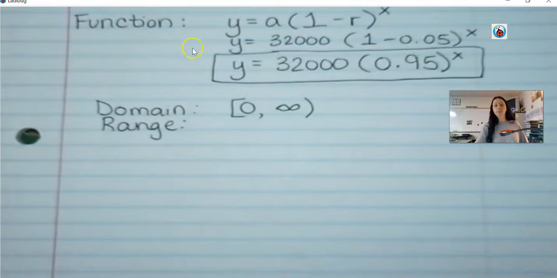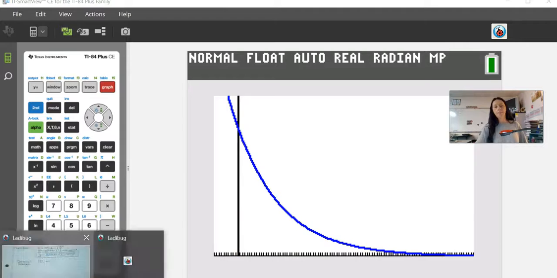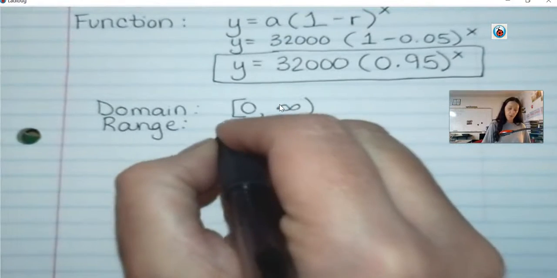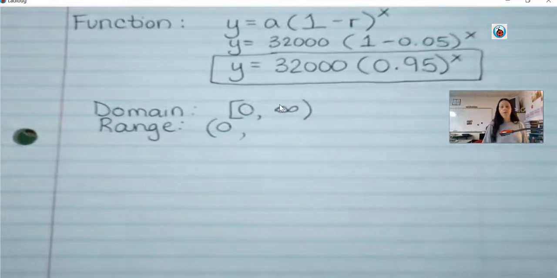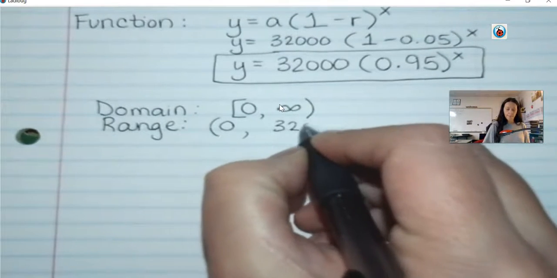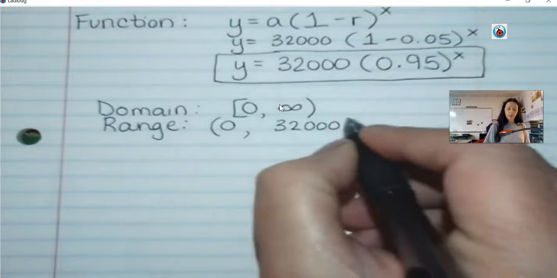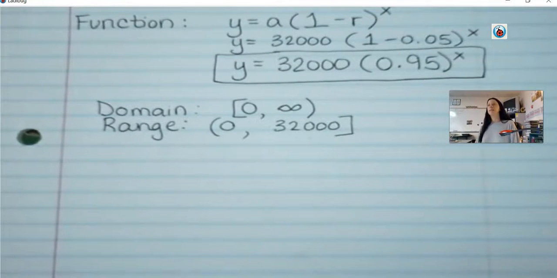The range is the price of the car. The smallest the car will ever be worth, it gets close to, is 0. It never hits 0. So put 0, but put a parenthesis because it will not hit 0. The most the car is ever worth is at 32,000, and it does hit 32,000, so it gets a bracket. A bracket means it does touch it. Parenthesis means it does not touch it.